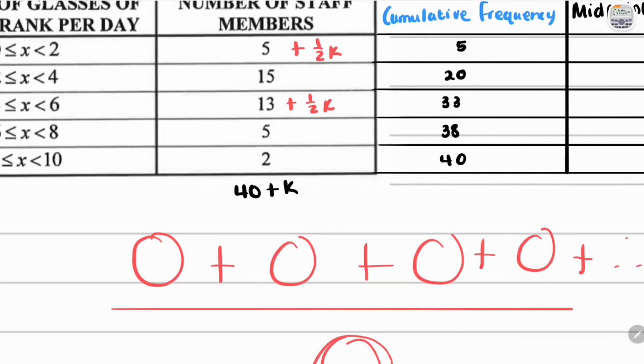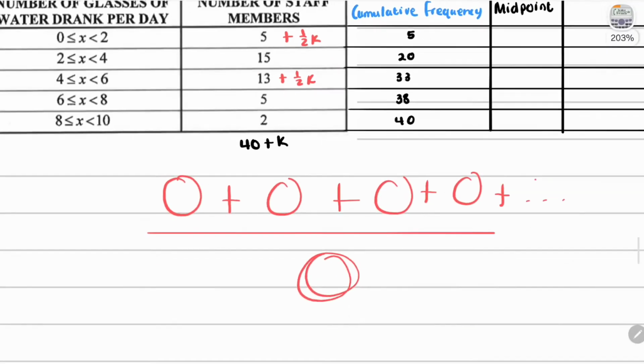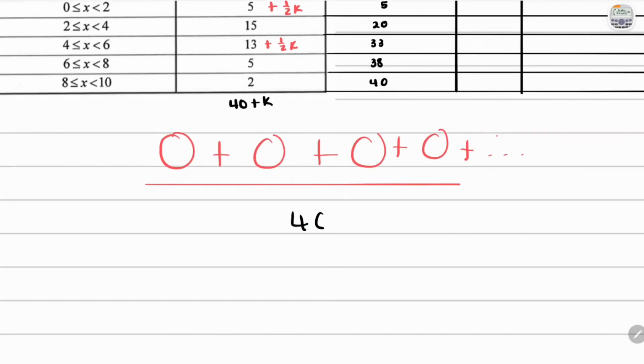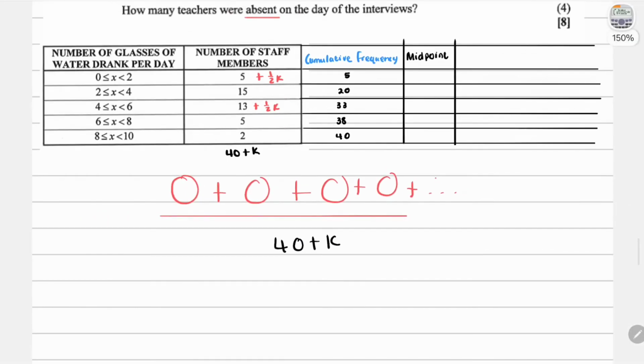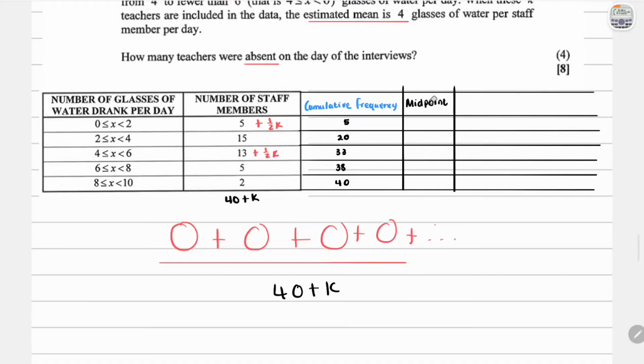So 40 plus K. That will be our total frequency. So let's find our data points and then divide by 40 plus K. Okay, now I have already written midpoint here.